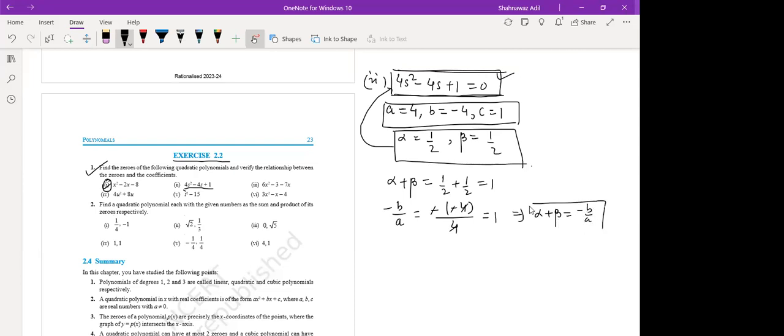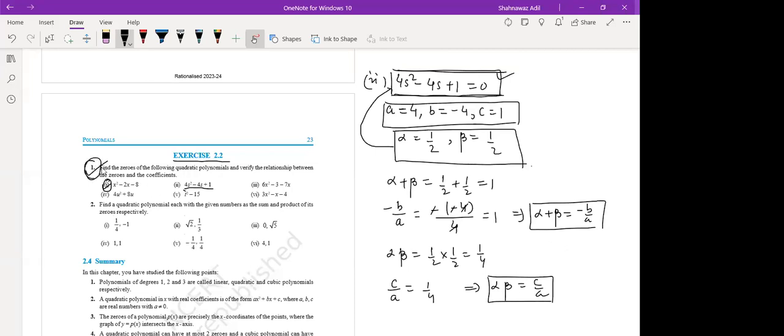So this is the whole crux of this exercise, right? And then what is the product? Product is 1 by 2 into 1 by 2, so 1 by 4. And what is c by a? It's 1 by 4, sir. 1 by 4 again, which means that product is c by a, right? Yes, sir. So this is all about this first question. You solve all these other ones.